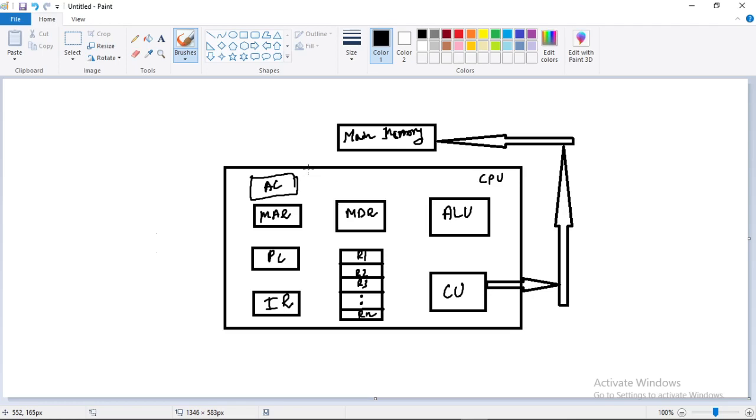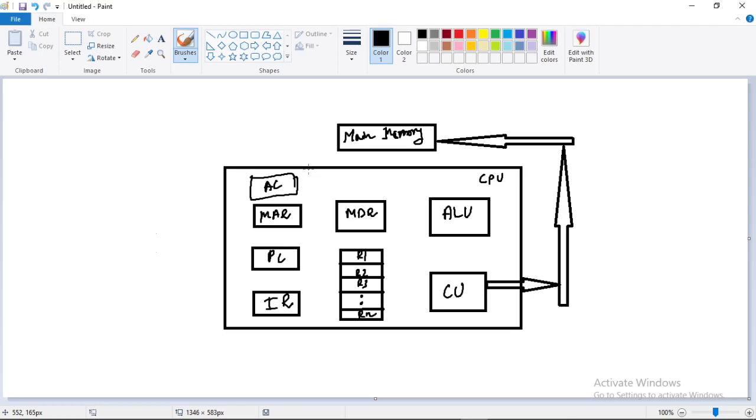Because all the computers we are using right now are based on a common architecture. They have some architecture in common that we will study in our syllabus. So whenever we are working, MAR is used to hold the address of the instruction that is located somewhere in memory.